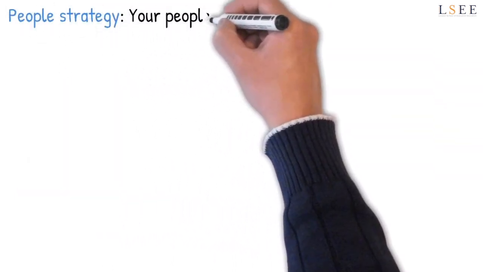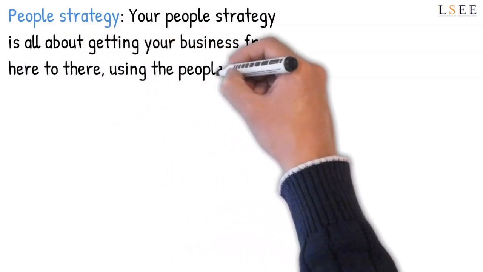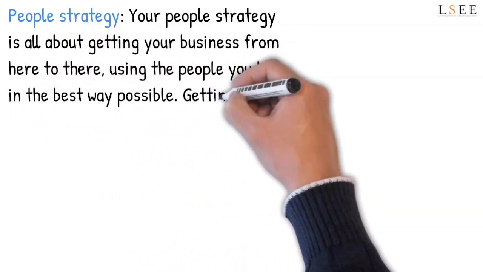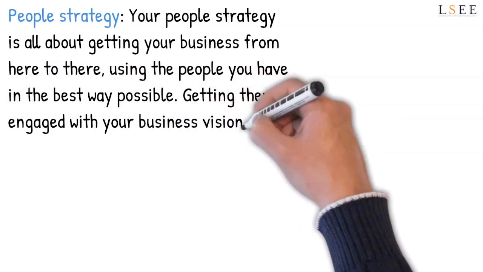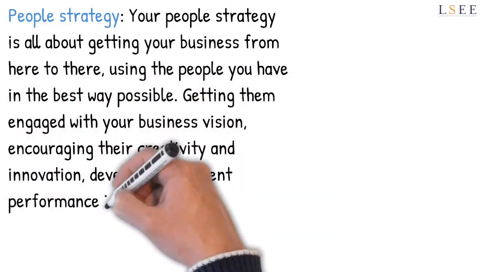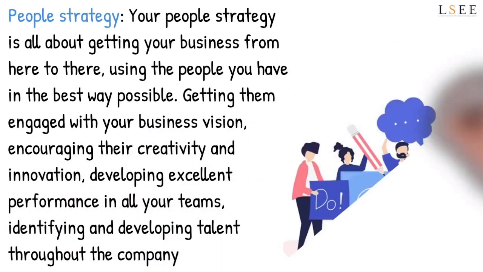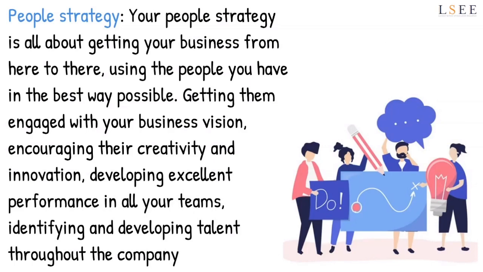People strategy. Your people strategy is all about getting your business from here to there, using the people you have in the best way possible. Getting them engaged with your business vision, encouraging their creativity and innovation, developing excellent performance in all your teams, identifying and developing talent throughout the company.